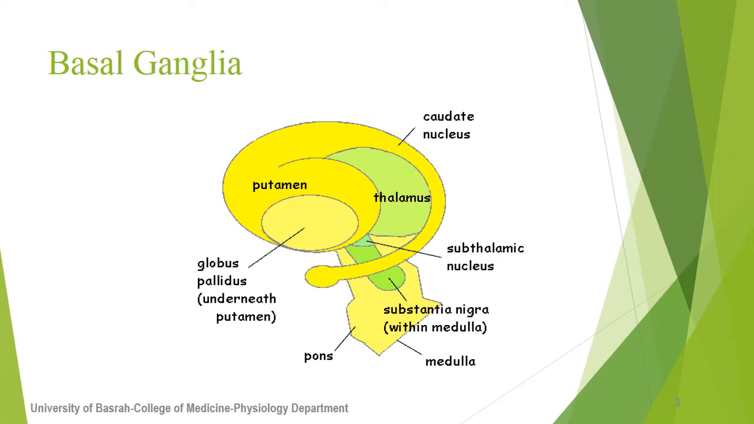We need to memorize the names of these nuclei, because each has its own function, its own neuronal connections, and its own neurotransmitters. Pathological lesions or damage within each of these nuclei cause a specific disorder with specific signs and symptoms. So we need to know the names because they are separate and have different functions and roles.